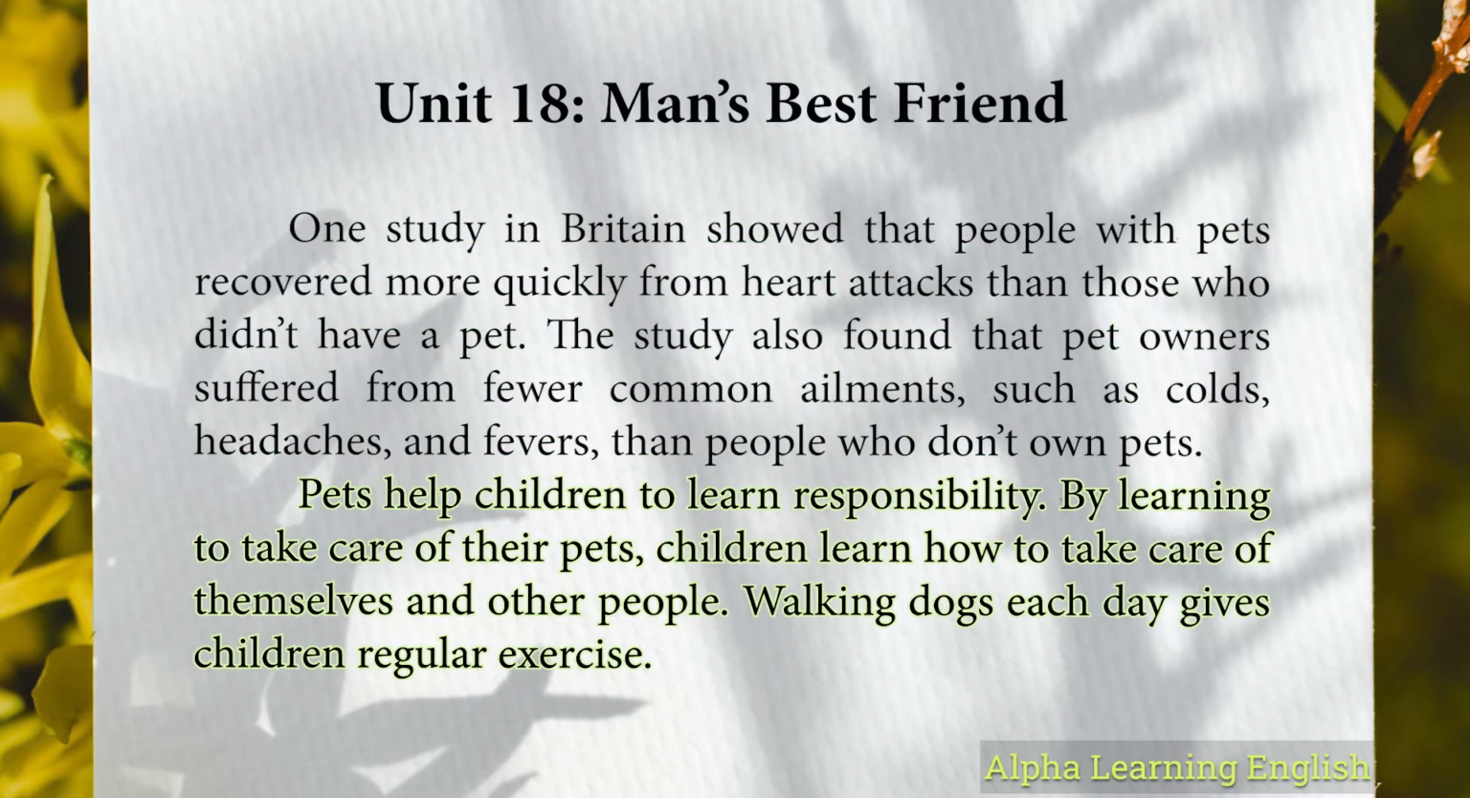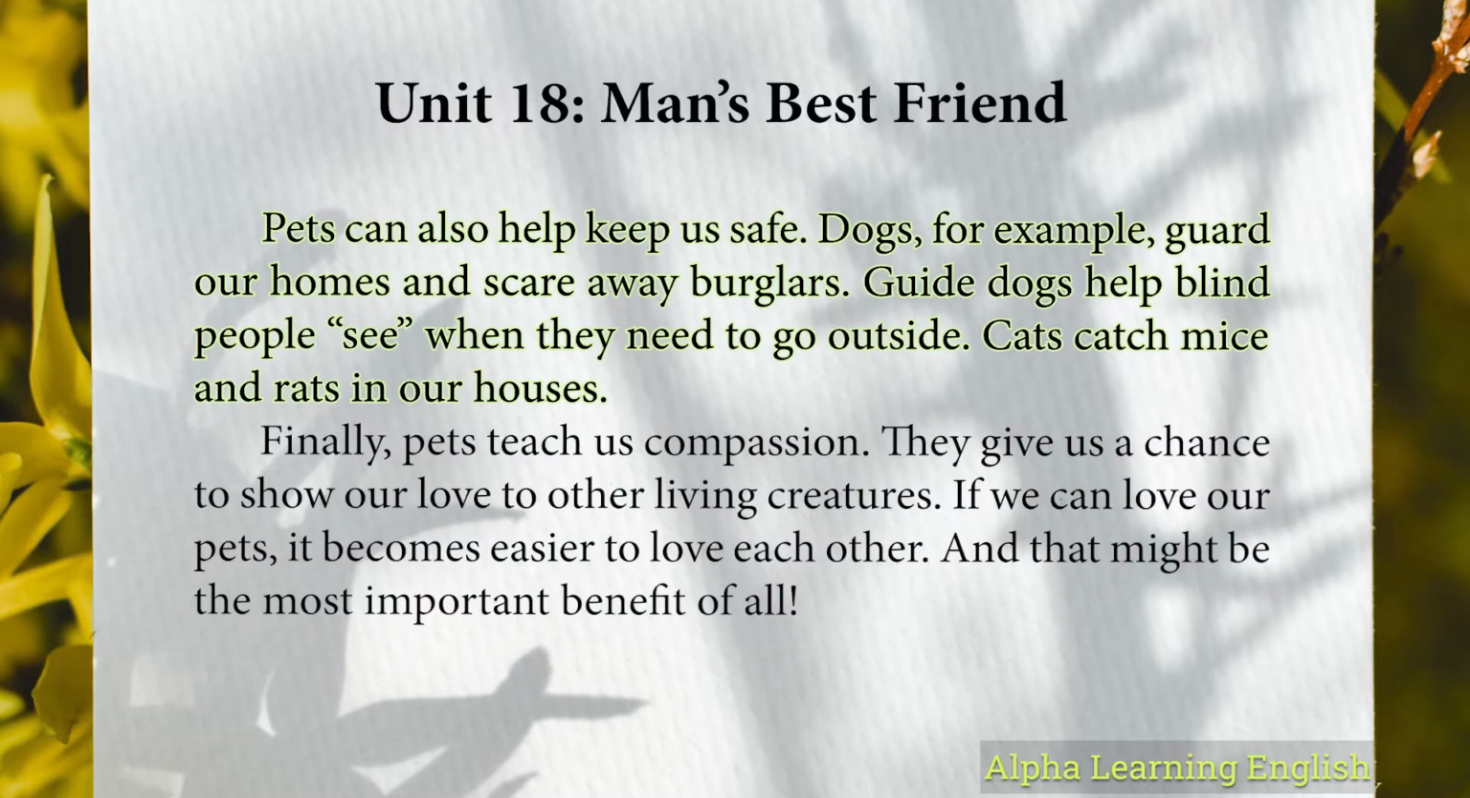Pets help children to learn responsibility. By learning to take care of their pets, children learn how to take care of themselves and other people. Walking dogs each day gives children regular exercise. Pets can also help keep us safe. Dogs, for example, guard our homes and scare away burglars. Guide dogs help blind people see when they need to go outside. Cats catch mice and rats in our houses.